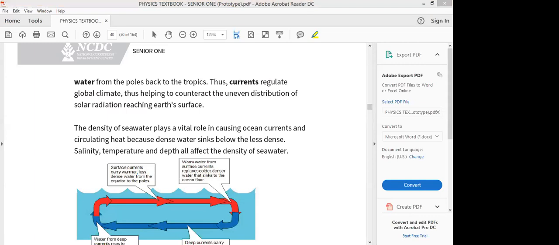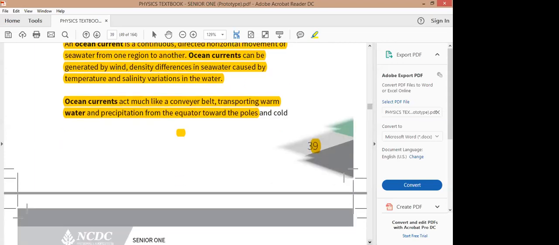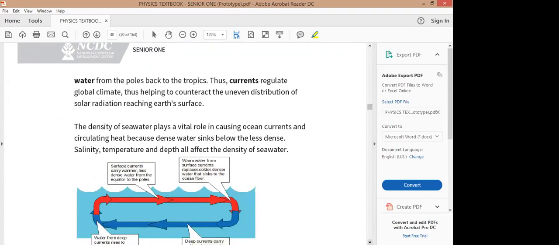Let's try Vivian Sandra. We have wind. Is wind part of what we have seen in our notes? I want us to talk about those things that have been talked about. There were 4, I told you. Ocean currents can be generated by wind. It's there.